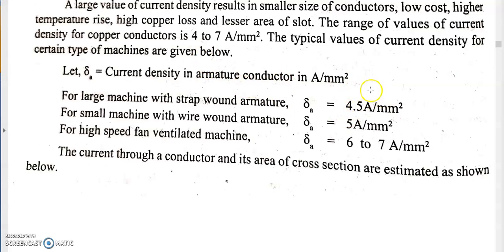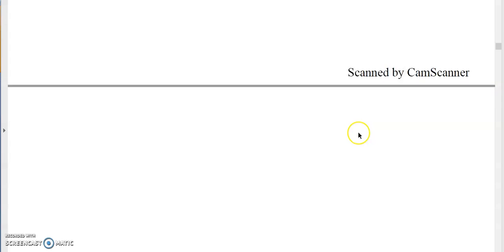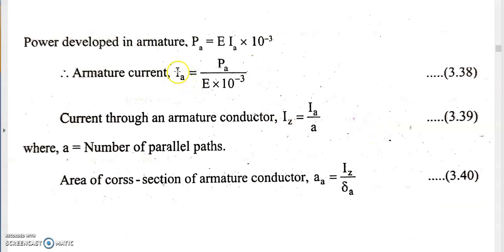So for different machines we will be selecting different values. The current density of armature conductors is known to us, and the current through the armature we are calculating from the output power equation. The conductor current is calculated by the current through the armature divided by the parallel paths, and so this Iz is known to us. So the area of cross section of the armature conductor can be calculated by dividing by the current density. We assume the armature current density from 4 to 7 ampere per mm square, and Iz we calculate, and then we calculate the area of cross section of the armature conductors.